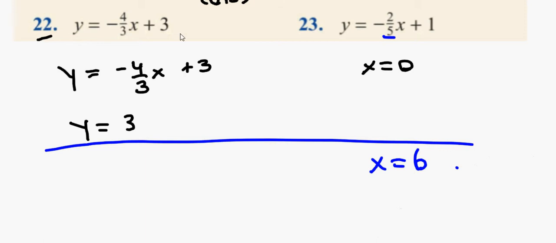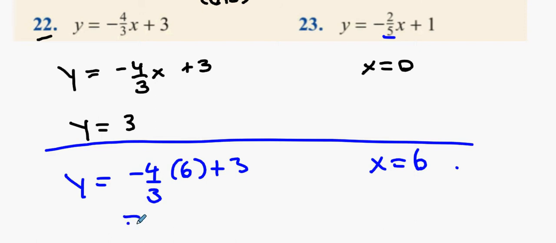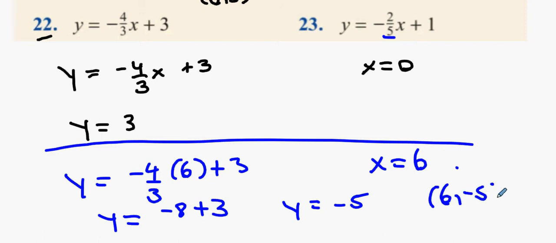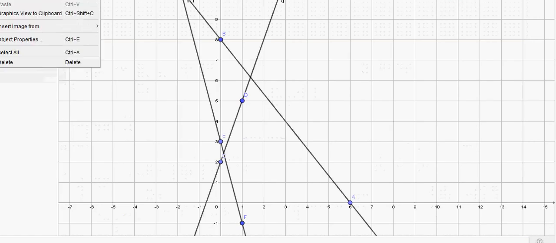Let's find out. Y equals minus 4 over 3 times 6 plus 3. Minus 4 times 6 is minus 24. Minus 24 divided by 3 is minus 8. And as predicted, the fraction has disappeared. And then y equals minus 5. So this is the point 6, minus 5. So I'm drawing 2 points, 6, minus 5, and I'm also going to draw 0, 3. So 0, 3 and 6, minus 5.